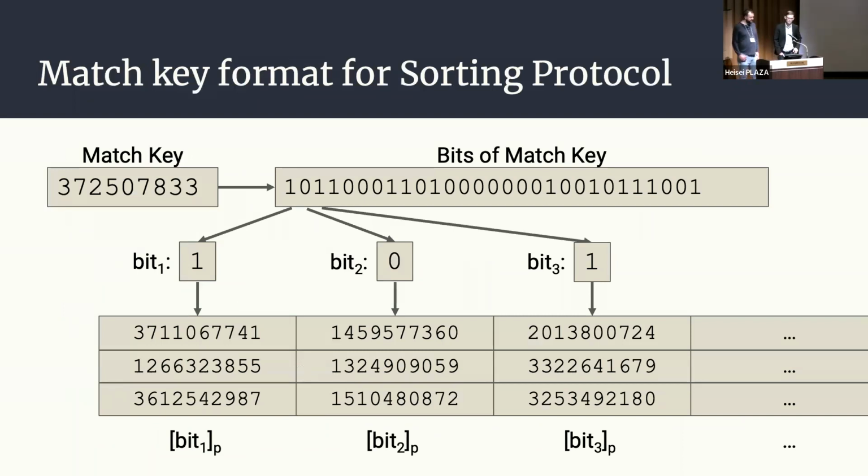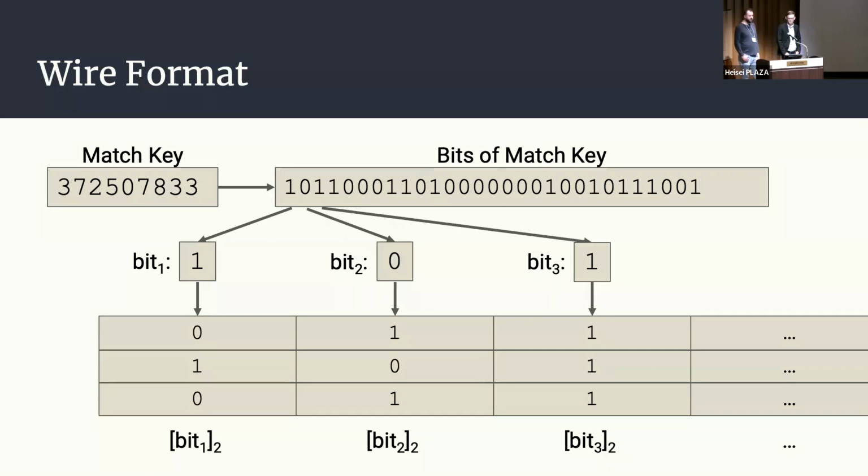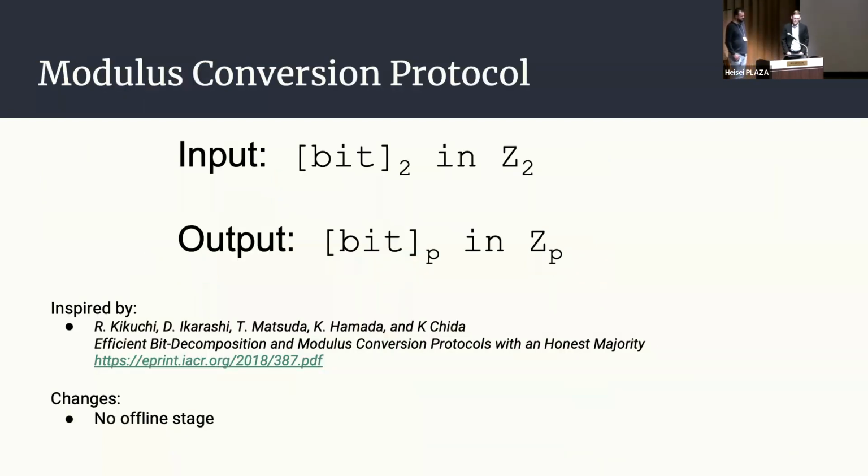Peeking ahead, we're going to need to sort by this match key to get all of a person's events grouped together. To accomplish that, we want a bit decomposed representation of the match key, with each bit shared in a large prime field. This introduces a real-world trade-off. Bit decomposition in MPC is expensive, and it would actually be really easy to have the browser generate a share for each bit. However, this increases the client communication by at least an order of magnitude, so instead we send them in Z2. From here, we use a modulus conversion protocol that's based on work by Kikuchi et al. That keeps our wire format compact and avoids the expensive bit decomposition.